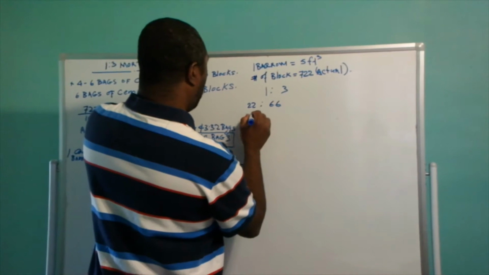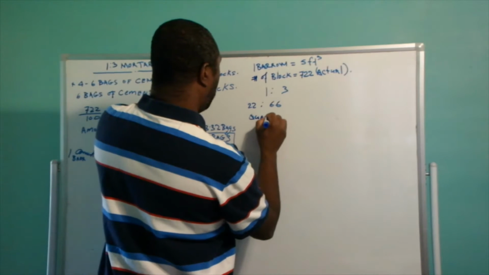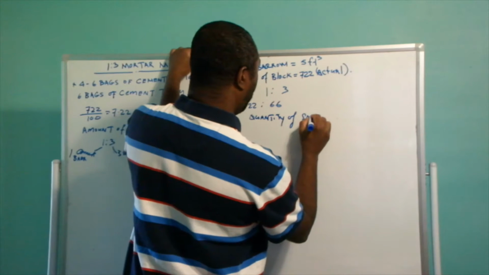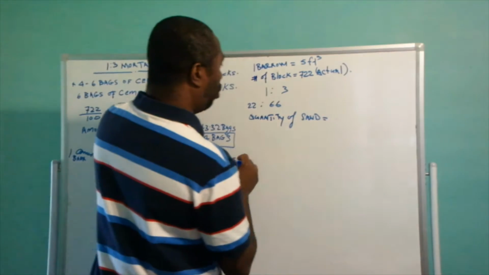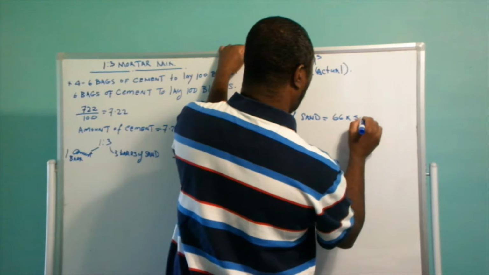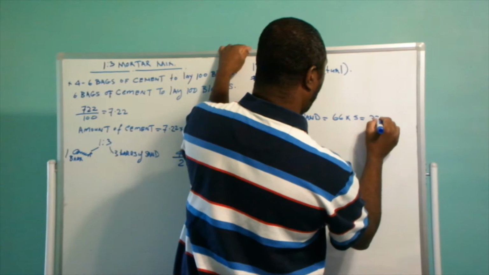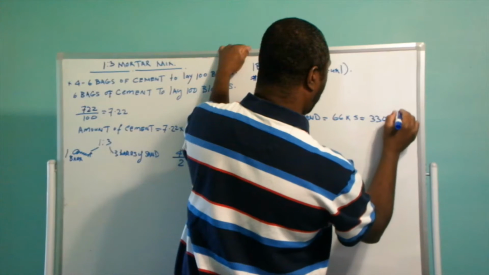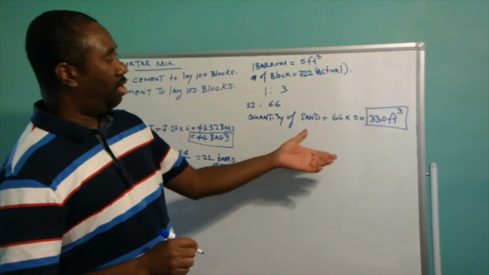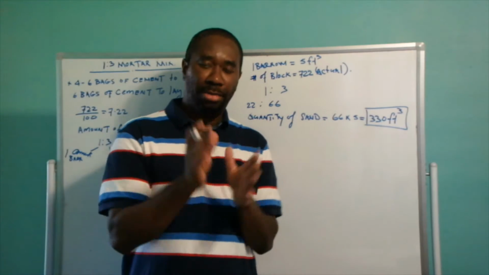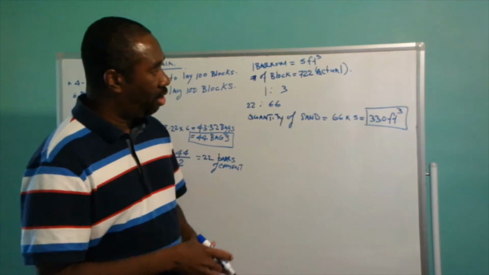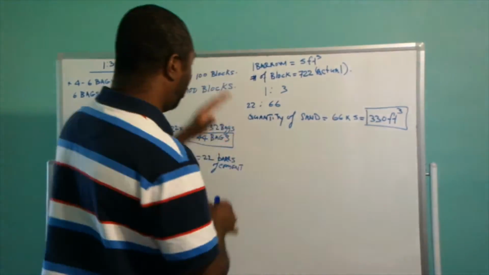So the quantity of sand is equal to 66 times 5, which works out to be 330 feet cubed. So it's going to be 330 cubic feet of sand, and you can convert this 330 cubic feet of sand to cubic yards. So let's do that.